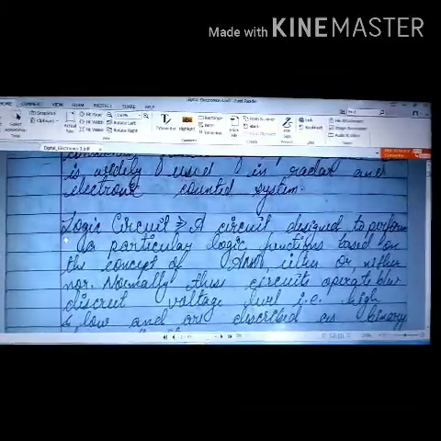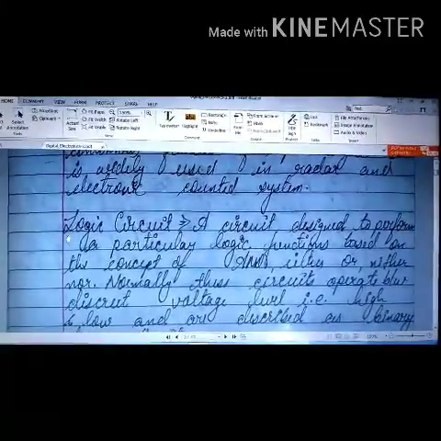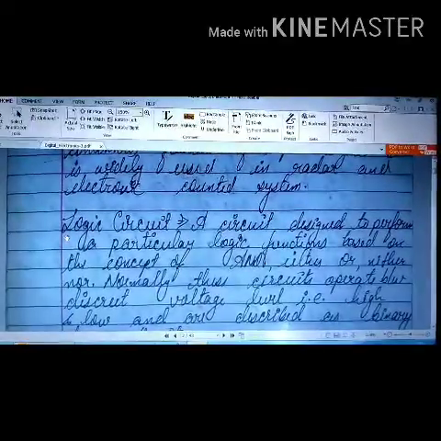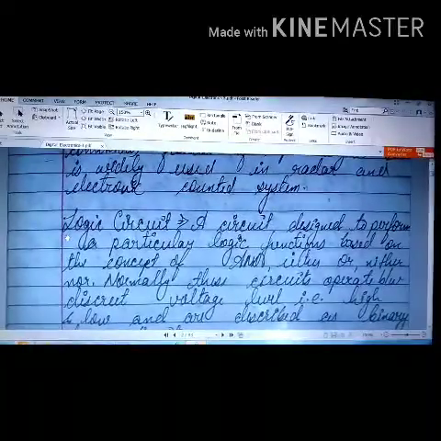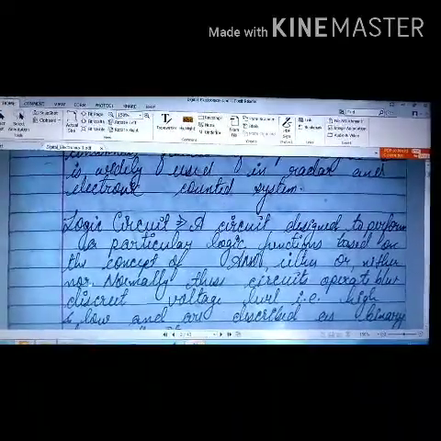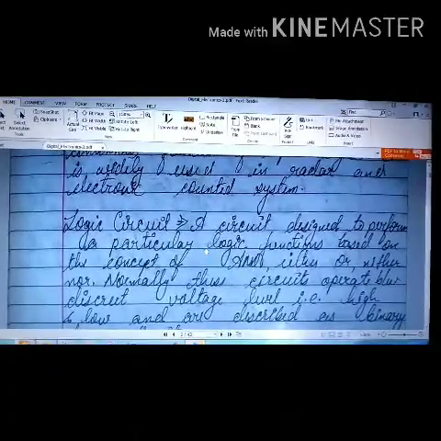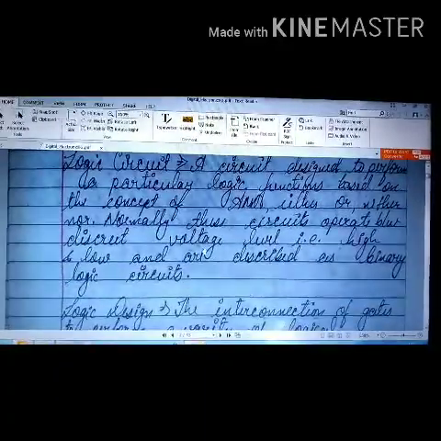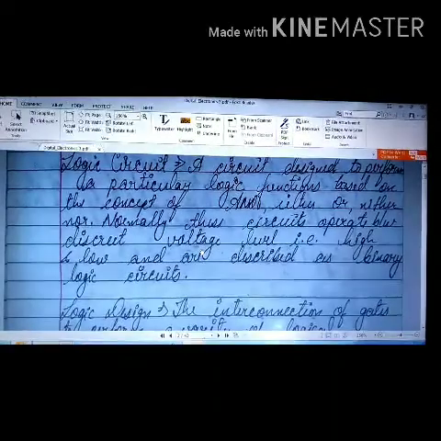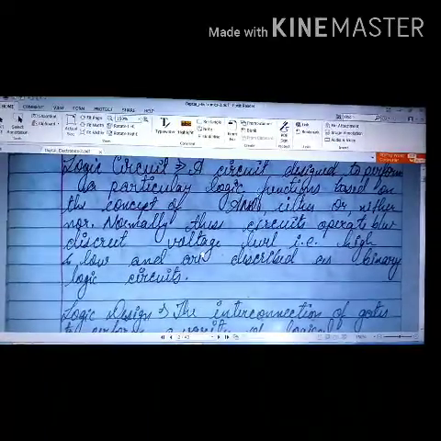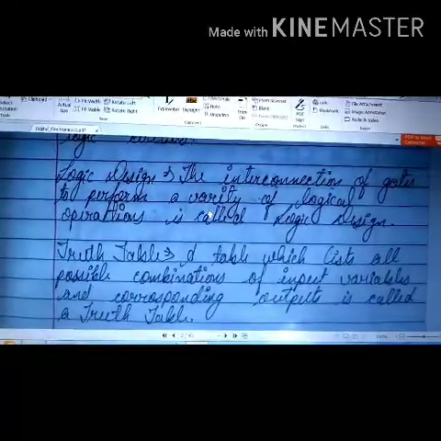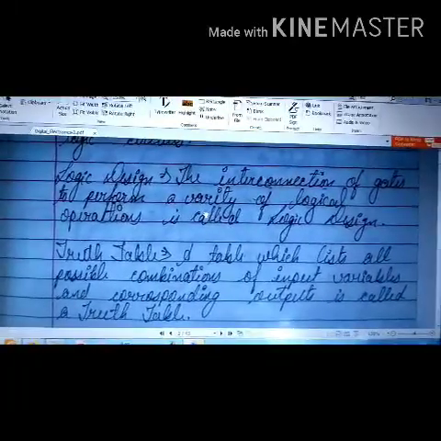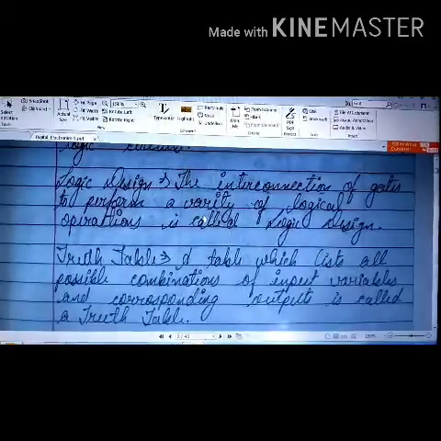Logic circuit: a circuit designed to perform a particular logic function based on the concept of and, either, or, neither, nor. So based on any particular logic, a circuit which has been developed comes under the category of logic circuits. Normally these circuits operate between discrete voltage levels, that is high and low, and are described by binary logic. Okay, logic design: the interconnection of gates to perform a variety of logical operations is called logic design.